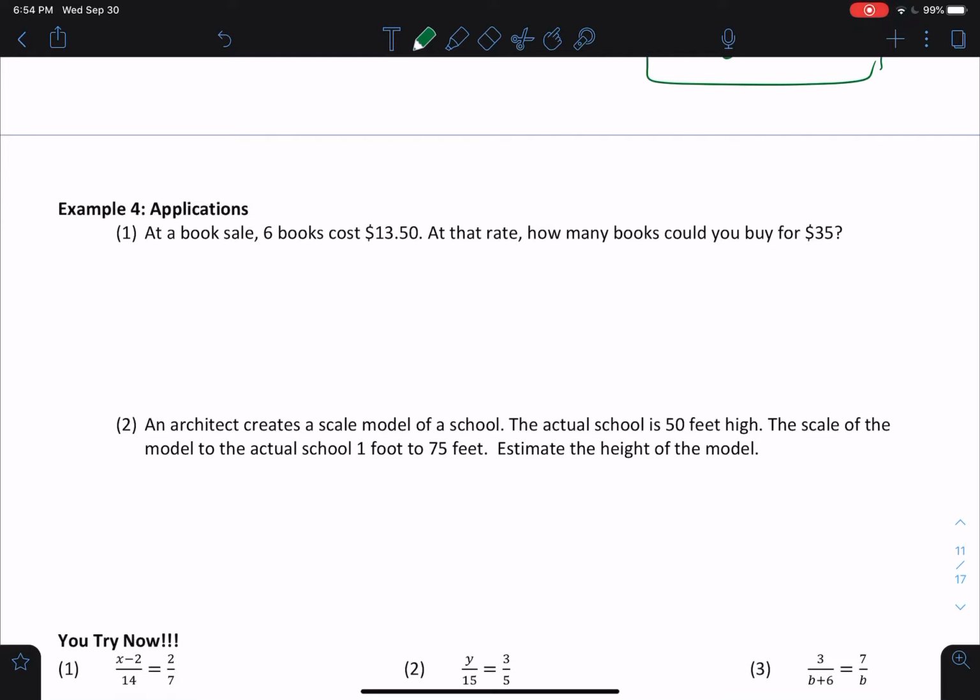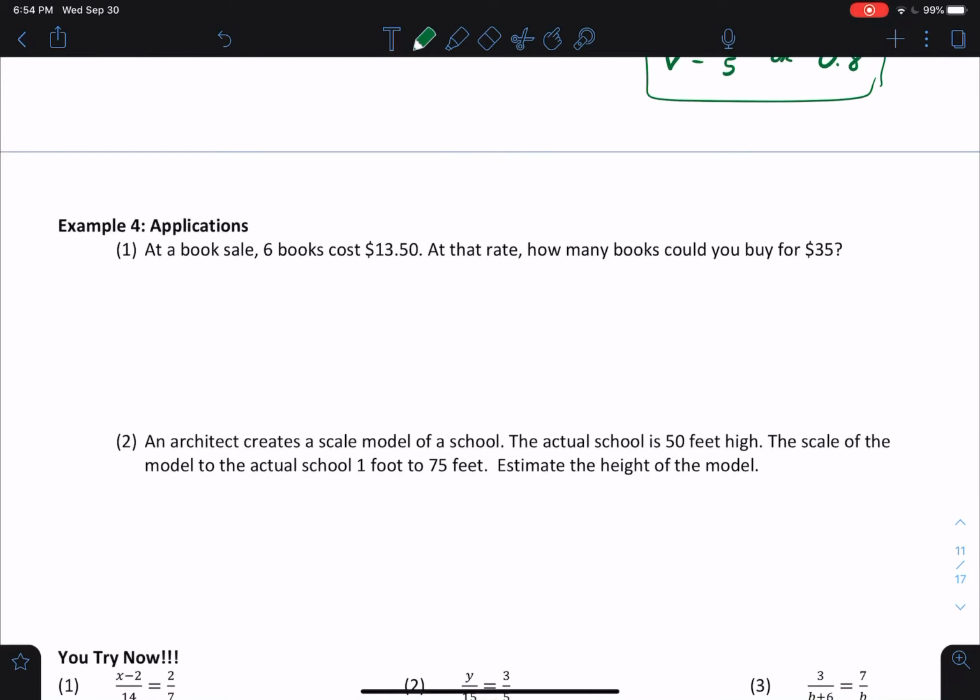So in this first one, at a book sale, 6 books cost $13.50. That's a comparison. That's a ratio that we know. 6 books, $13.50. All right, so when we set this up, books are on top, money is on the bottom. The cost is on the bottom.